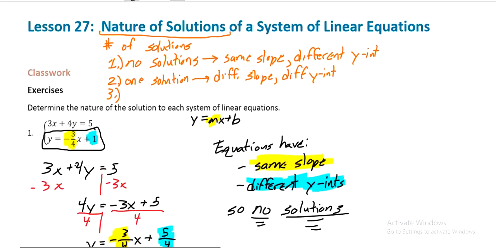So up at the top here, we'll write down our third type of nature of solutions: infinite solutions. And that comes from having the same slope and the same y-intercept.